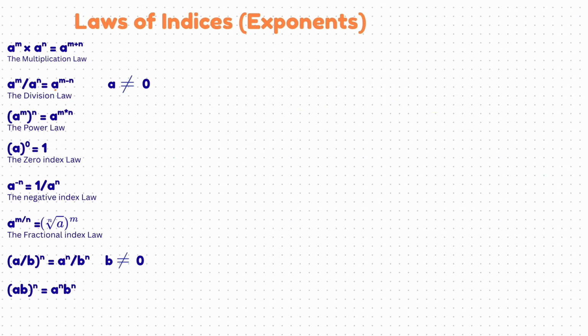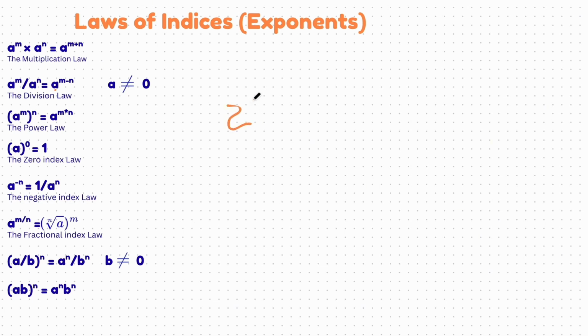Now our power law. The power law states that when there's a power outside the bracket, we multiply the powers. So a to the power of m in bracket raised to the power of n would be the same thing as a to the power of m times n. Let's look at our example.